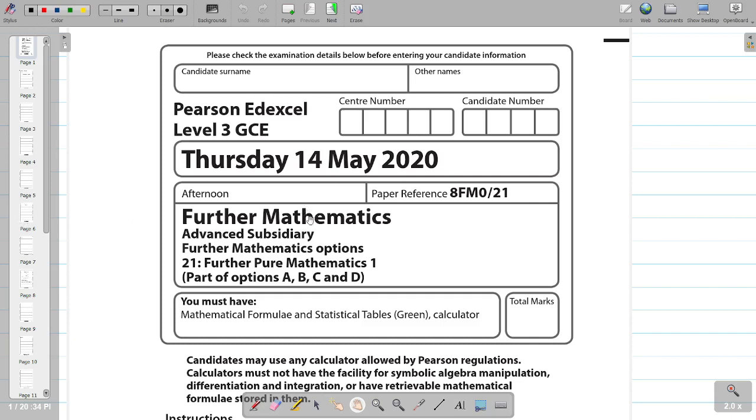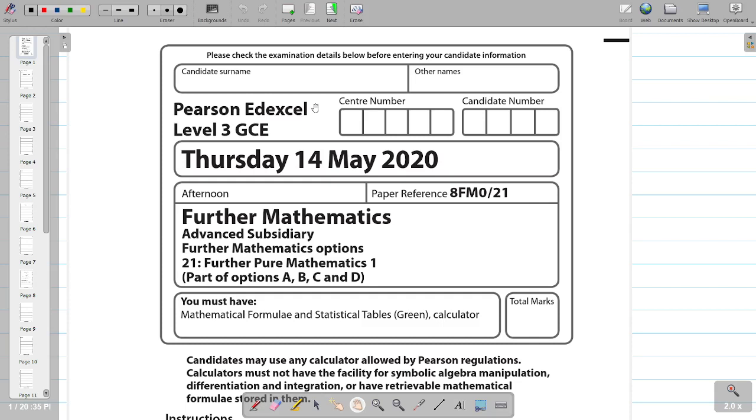So we're going to be doing the Pearson Edexcel. Basically, this is one of the main exam centers, or I guess institutions, if you will, in the UK that handles the GCSE, IGCSE, and GCE papers, which are essentially the standard exams that British students have to take. GCSE being their high school exams, and then GCEs being the exams that they take to get into universities.